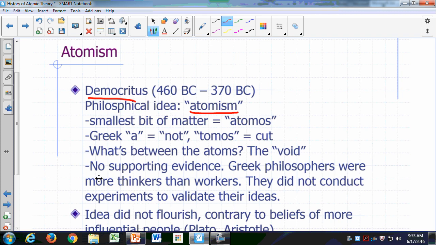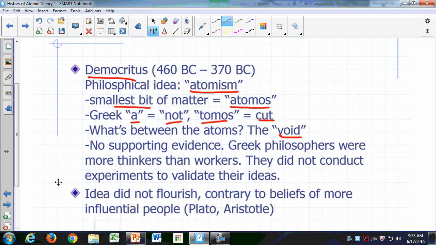And the basic idea is this: if you were to cut up matter into smaller and smaller and smaller pieces, eventually you get to a point when you can no longer cut it. So that smallest possible bit of matter is called atomos in Greek. A means not, and tomos means cut. And what's between the atoms? There's nothing. So you could say that the universe is made up of atoms and the void.